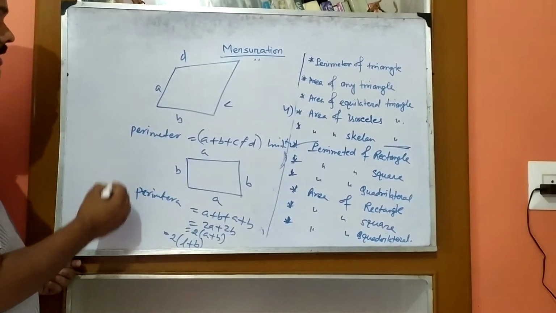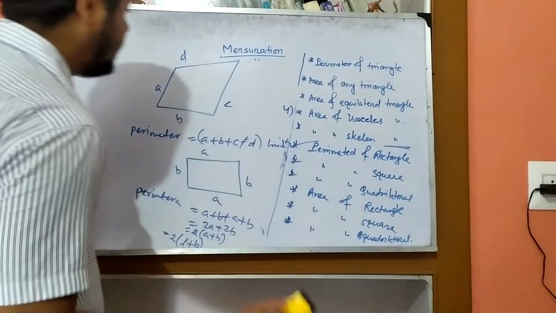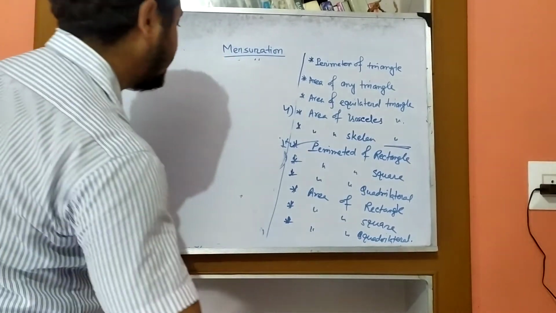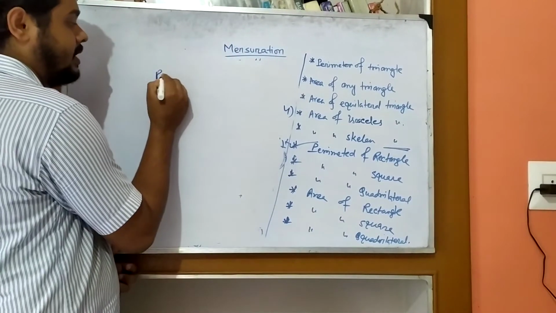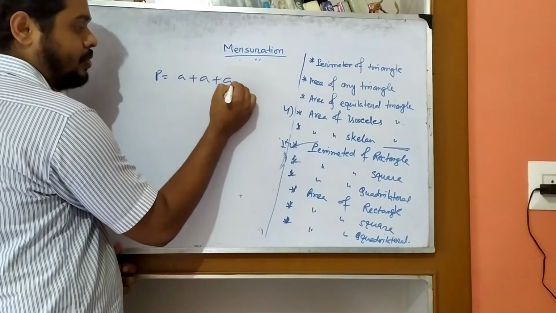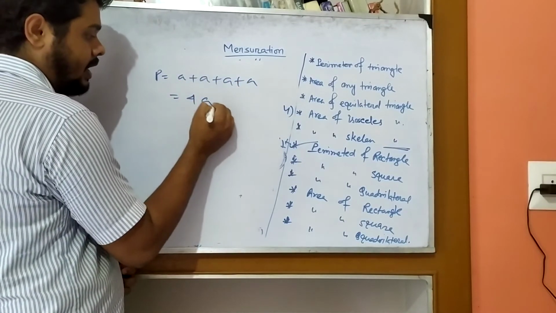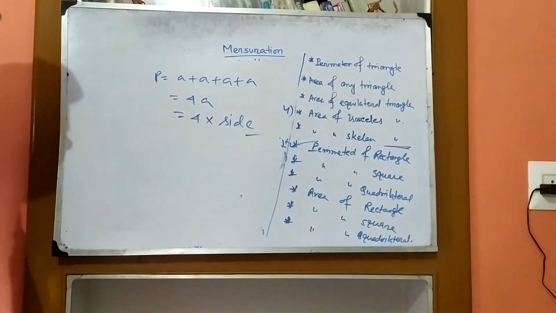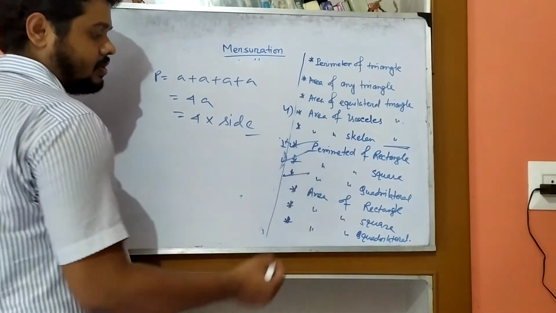Okay, so this one is discussed. Now the perimeter of a square. What is the perimeter of a square? Perimeter of a square means all the four sides are equal. So in that case all the sides are equal, so we may write that it is 4a, that is 4 into the length of each side. So this one is discussed. This one is also discussed.